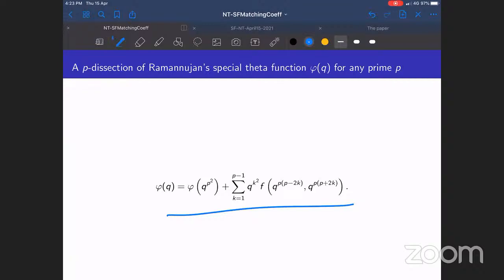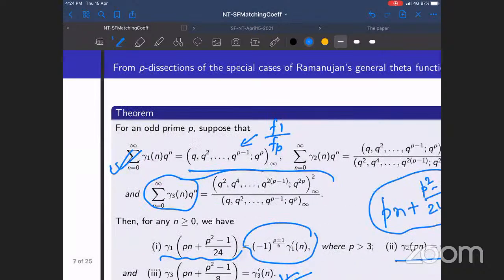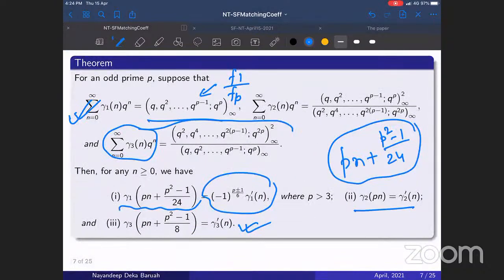And for the second theorem, we just apply this one. That means the p dissection of phi q, and this has been stated by us in the Proceedings of the American Mathematical Society journal, in a paper on some results on 3 cores. So we have used this p dissection, and this also was found by using Ramanujan's identity in his notebooks. Okay, so these are the 3 general matching results on matching coefficients.